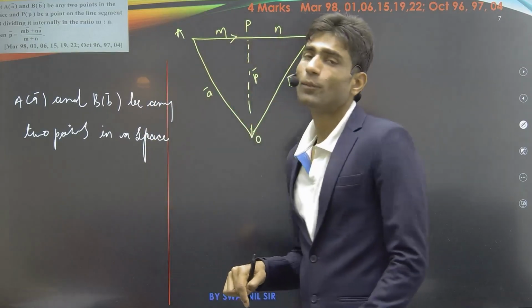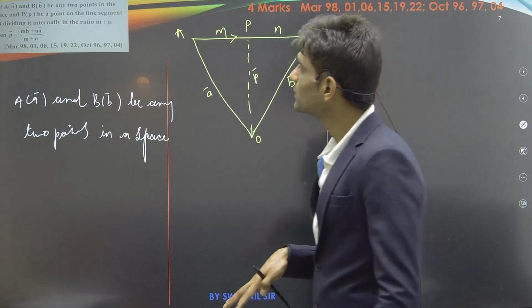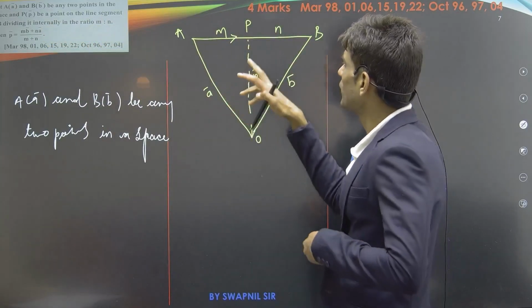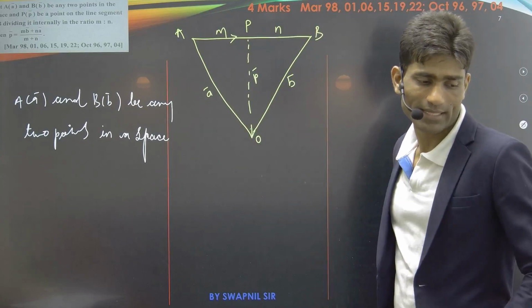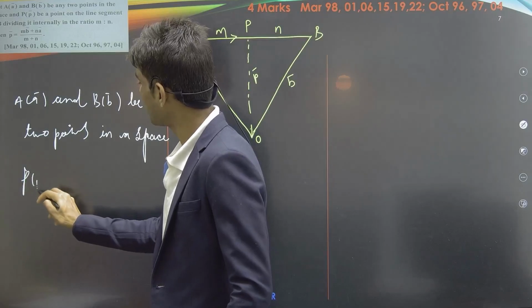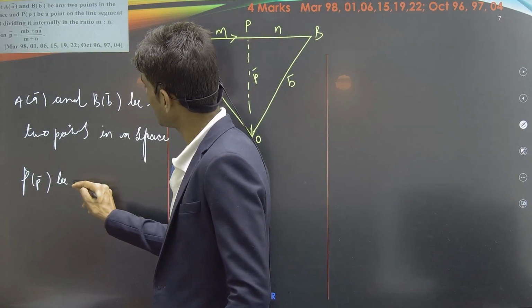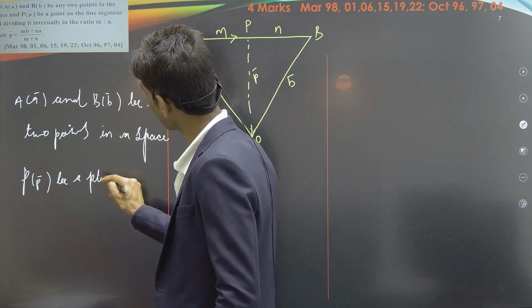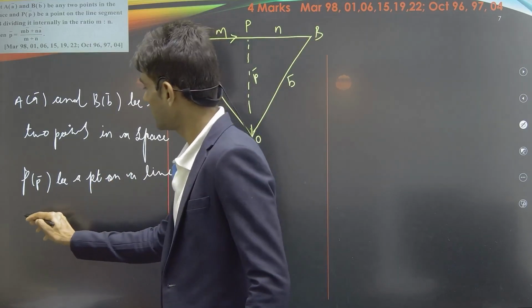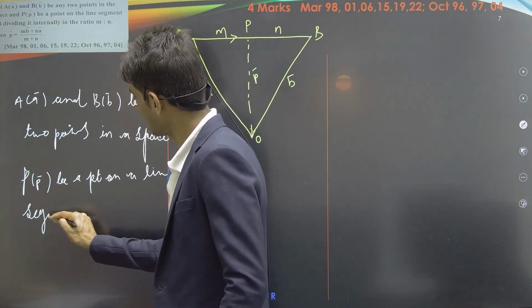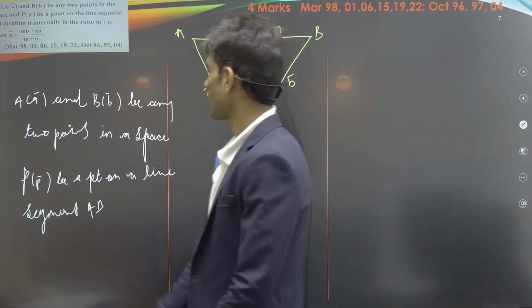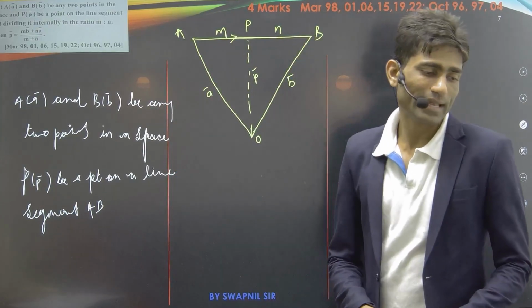We have given A of A bar, B of B bar, be any 2 points in a space, and P of P bar be a point on a line segment AB. So P of P bar here we have a point on a line segment AB.